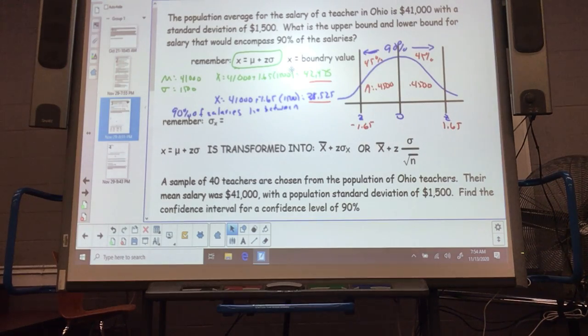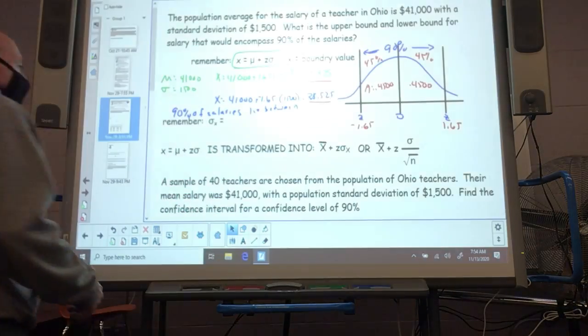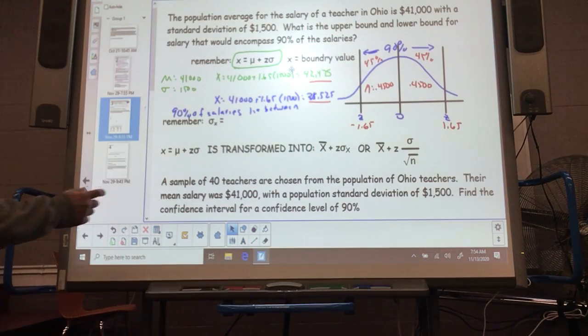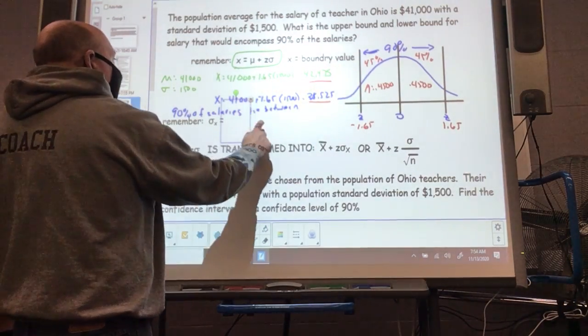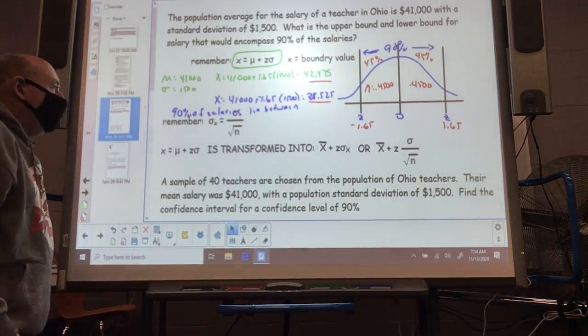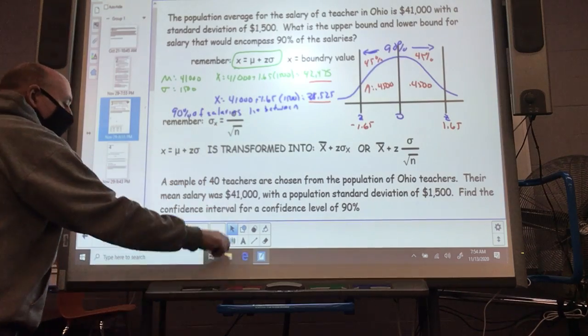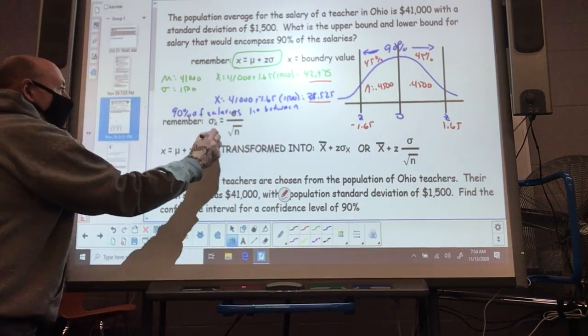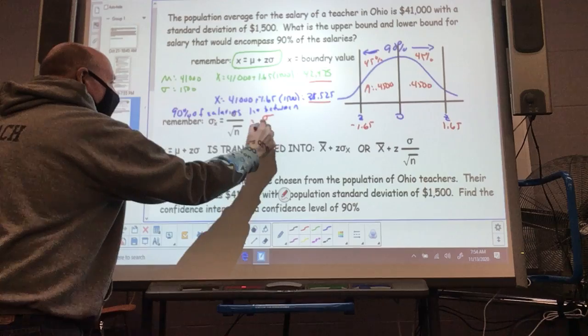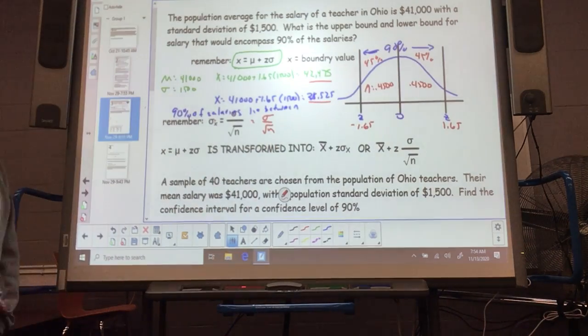I'll tell you that if we do, it's going to be very little. Now, if we remember, sigma x bar is equal to sigma divided by the square root of n. This is what we worked on in the last chapter with the central limit theorem.